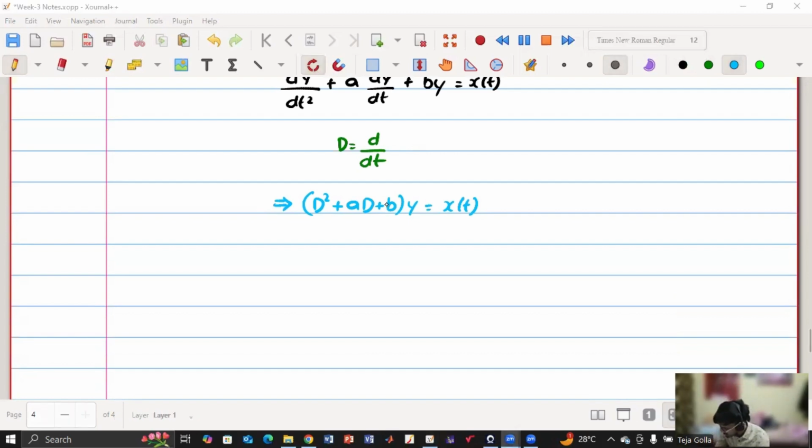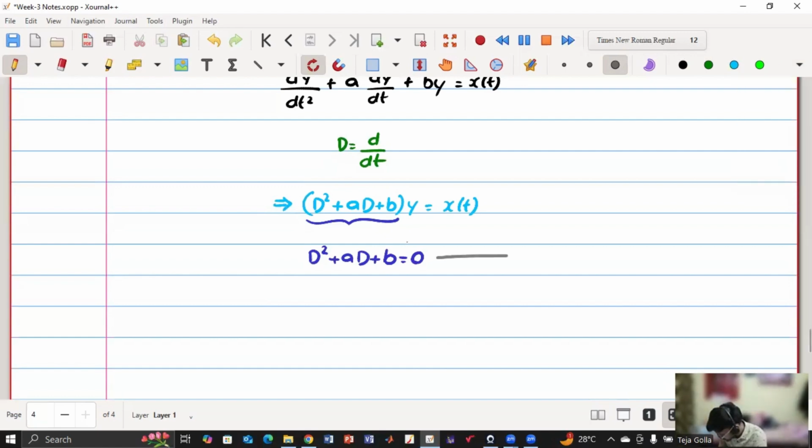So first, for getting the natural response, we'll solve for the roots of D square plus aD plus b equals 0. Even for first order you can follow the same, but for first order we can directly solve, so that's why we have done it that way. So first you have to solve this for the roots. Say the roots are m1, m2.